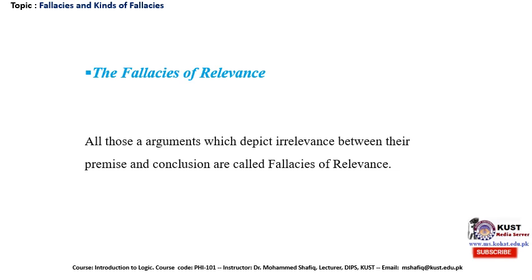The fourth one, argument against person, is basically the kind of argument where the respondent, instead of giving a reasonable answer to the argument or question, tries to attack the personality of the arguer.